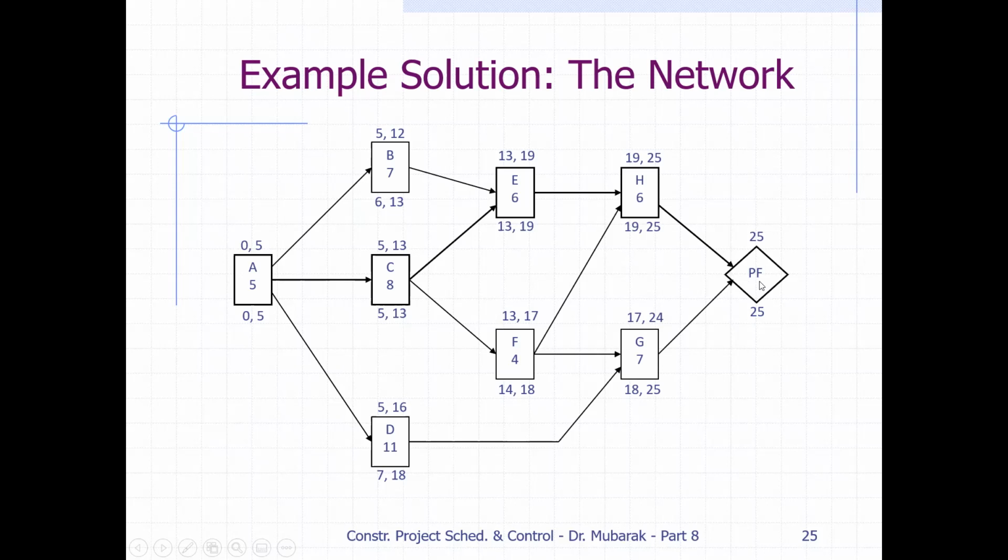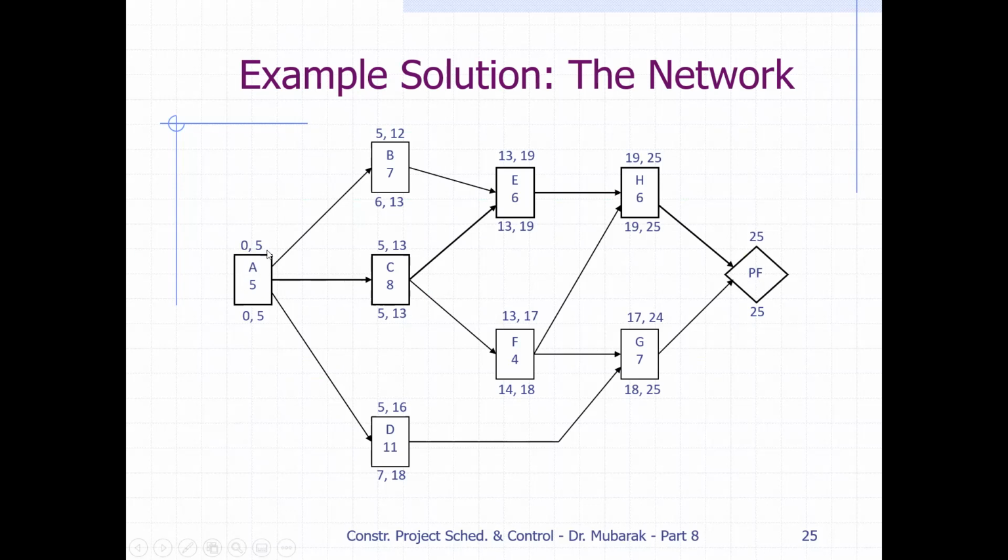Project finish point. So we draw the diagram and then we put these normal durations inside, and then we can do the forward pass and backward pass and find the critical path. Because these things are not shown here, you have to do this by yourself.